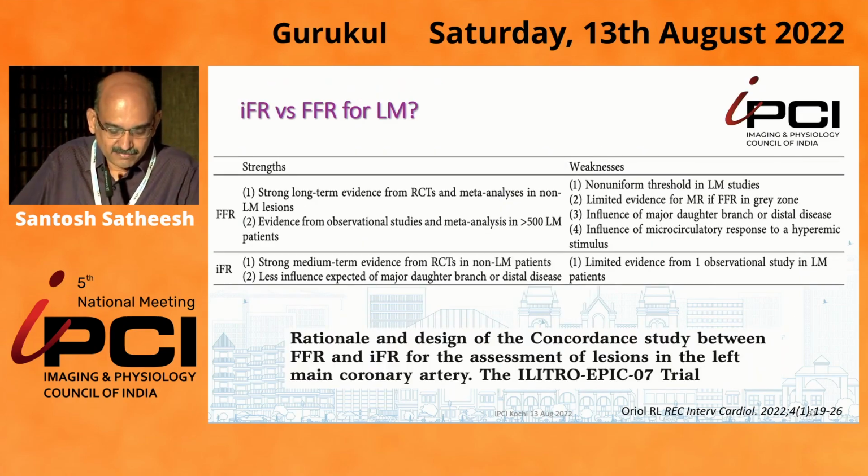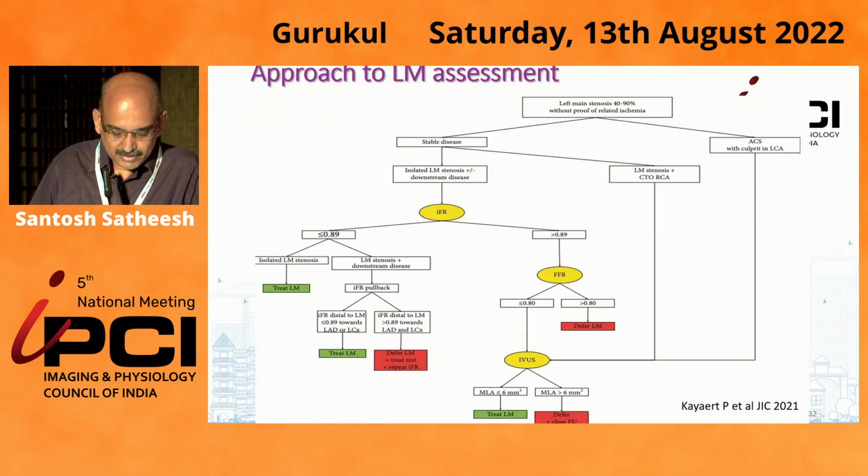So this is the comparison of iFR and FFR for left main. For FFR, there are meta-analyses and a lot of studies. For iFR, the studies are only coming in, but the biggest advantage is that you don't have to use adenosine, and that becomes quite significantly better for left main. So this chart I will just skip. I'll come to the conclusion.